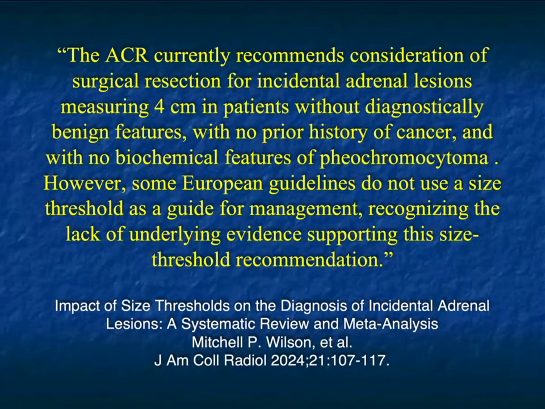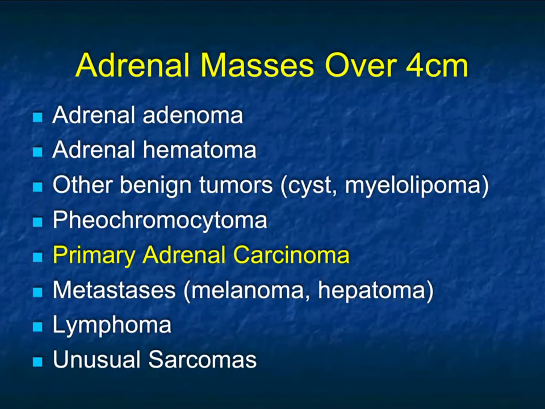Now, one of the challenges, of course, is in managing patients, there are many different guidelines. The ACR recommends consideration of resection for incidental adrenal lesions over 4 centimeters without definite benign features, with no prior history of cancer and no biochemical evidence of PHEOs. However, the European guidelines do not use a size threshold, but they look at function. So we look at things in different ways in the U.S. guidelines, and the truth is that's the ACR guidelines. The endocrine societies in the U.S. are much closer to Europe, and we'll talk a little bit about that as we go along.